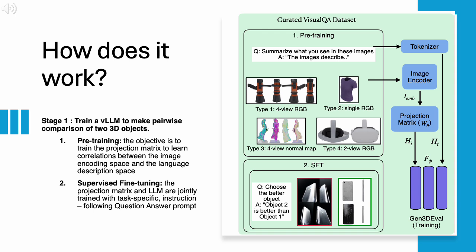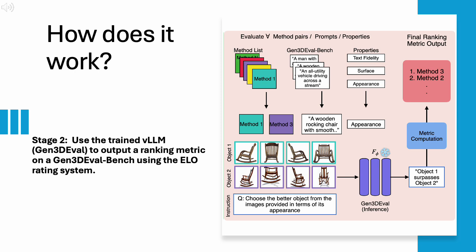In the supervised fine-tuning stage, the objective is to train the model in a task-specific manner. So both the projection matrix and the LLM are updated and fine-tuned on annotated pairwise comparison data. After training the model to compare objects with multi-view renderings, it is applied to compare outputs of generative 3D methods on our curated benchmark Gen3DEval bench, and further deriving rankings using the ELO rating system.